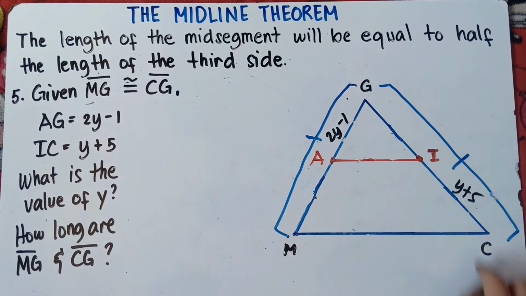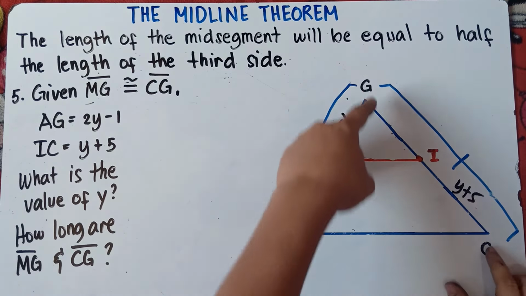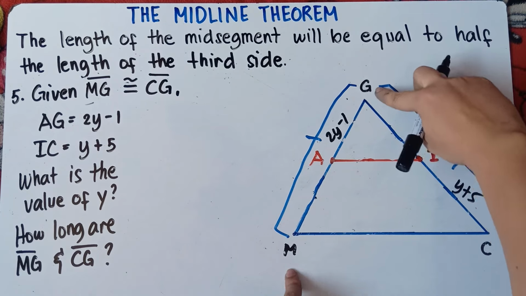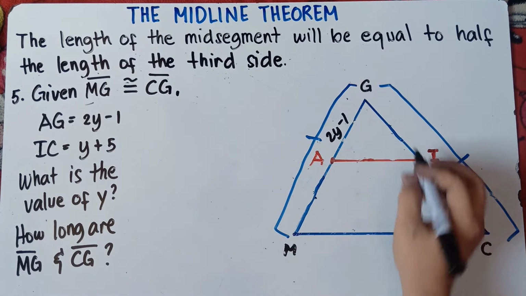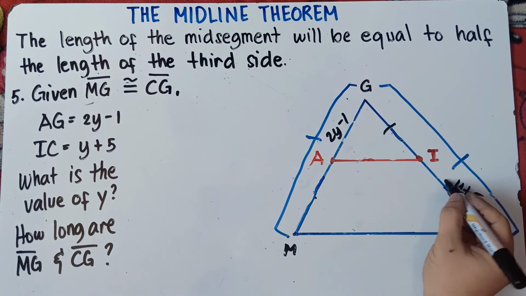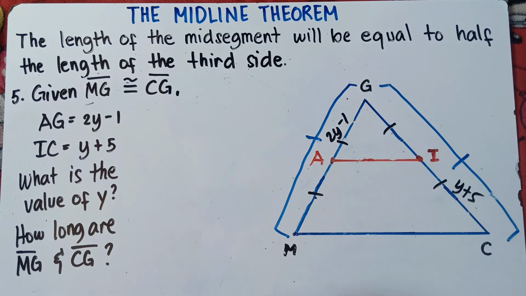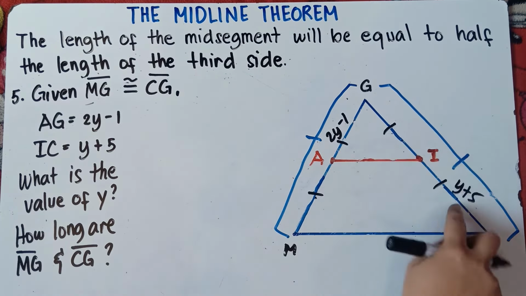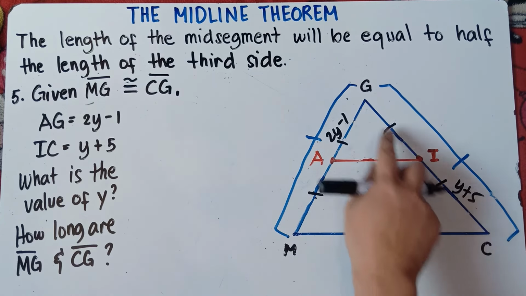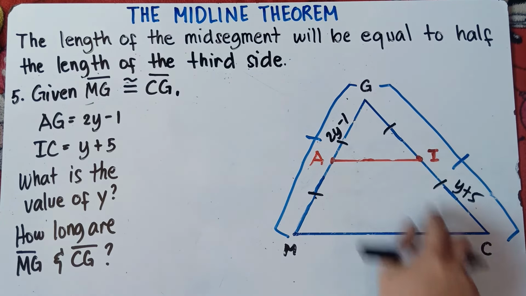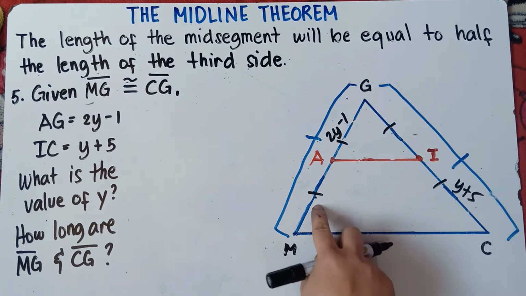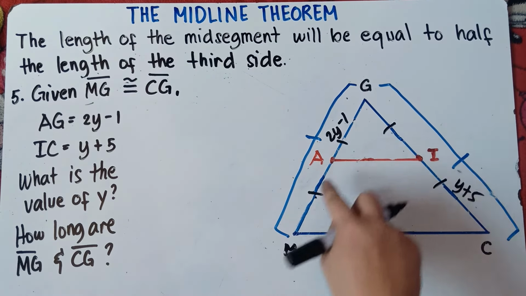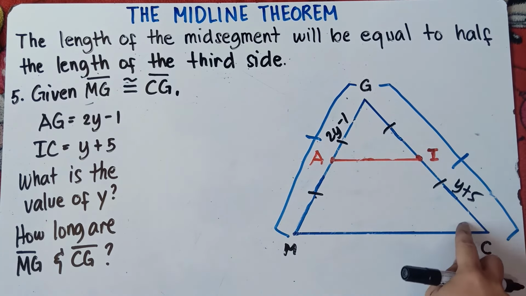Now, since MG is congruent to CG, their midpoints must divide them equally. Therefore, their halves are also congruent. This side is congruent to this side, because we cut this one into two equal parts.